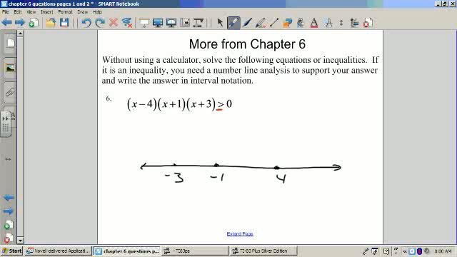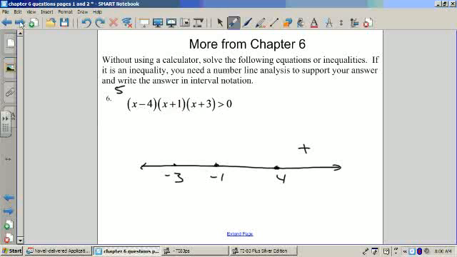I notice that my leading coefficient would be x times x times x, which is x cubed, which is positive. So any number bigger than 4 would be positive. If you're not sure about that, go ahead and try a number that's bigger than 4, like maybe 5. If I plug in a 5 for x, 5 minus 4 is 1. Well, that's a positive number. 5 plus 1 is 6. That's a positive number. 5 plus 3 is 8. That's a positive number. A positive times a positive times a positive is a positive. Okay.